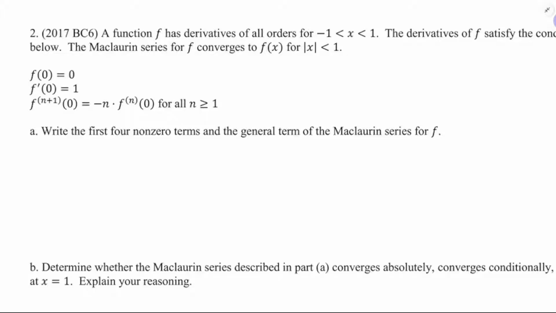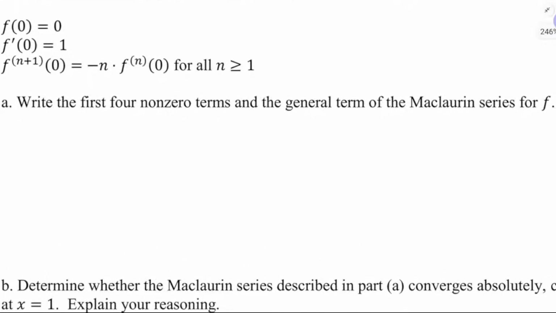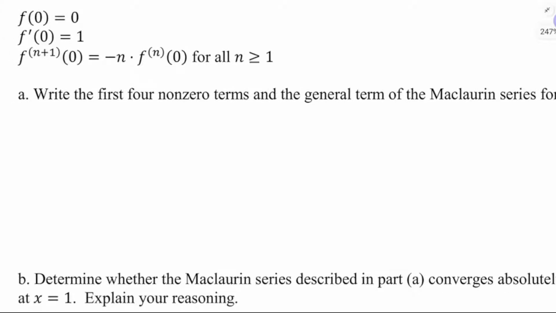Okay. Now, we've got another one. F has derivatives of all orders for x between negative 1 and 1. Derivatives of f satisfy the conditions below. Maclaurin series converges to f for x between negative 1 and 1. All right, first 4 non-zero terms in the general term of the Maclaurin series for f. Well, what we're going to need to do is just get f double prime of 0. That's going to be where, right here, n equals 1. So negative 1 times the first derivative. So that would be negative 1.